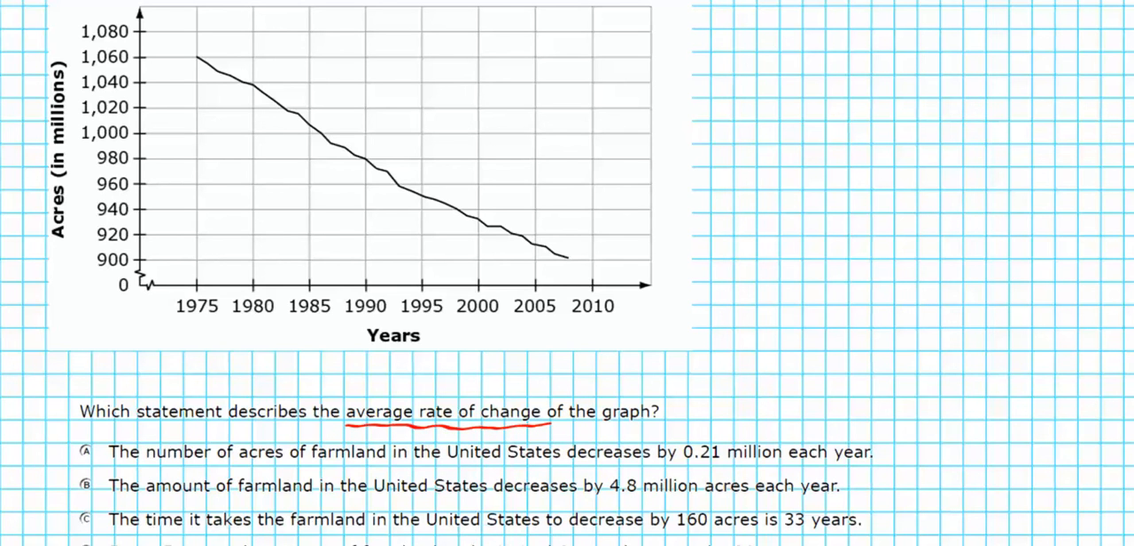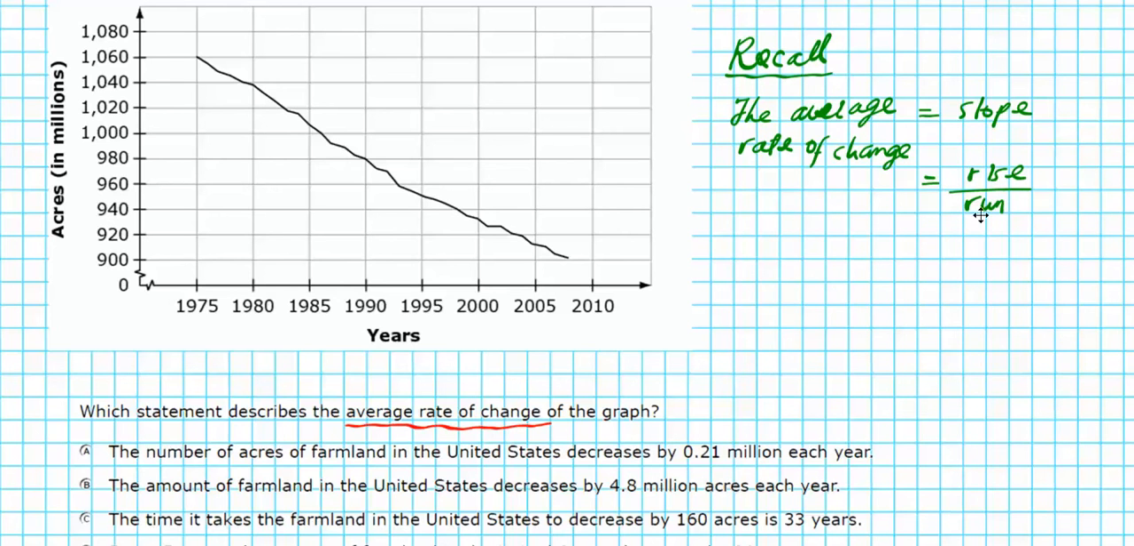So one thing I'd like you to recall is as follows. The average rate of change is the same thing as a slope. Okay, and what do we know the slope is? Slope is rise over run.